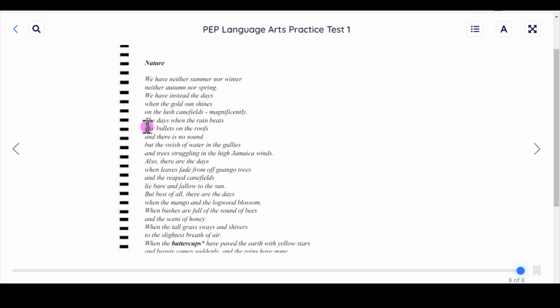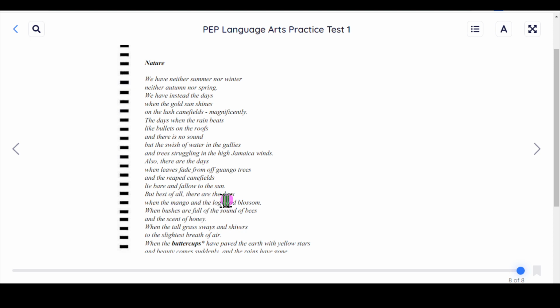So here we have a change. The days when the rain beats like bullets. Oh, this is where they get the bullets from. Beats like bullets on roofs. Oh, rainy season. And there is no sound but the swish of water in the gullies when the rain finishes falling, and the trees are struggling in high Jamaica winds. Also, there are days when the leaves fade off the guango trees and the reaped cane fields lie bare and fallow to the sun.